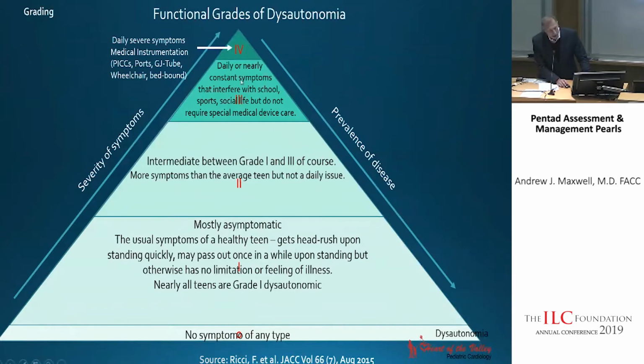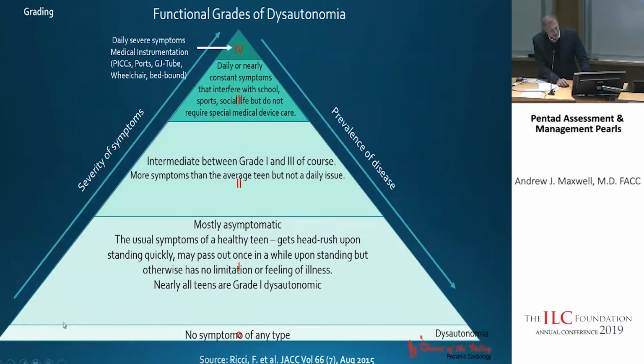Grade 3 dysautonomia is where you have daily and nearly constant symptoms that involve multiple organ systems that interfere with school or work, sports, social life, but don't require any medical devices. And grade 4 is just a little bit higher than that, where you're so sick that you depend on medical devices, PICC lines, ports, G tubes, GJ tubes, wheelchairs, being bedbound. And then grade 2 is kind of this gray area between just being a normal, healthy young person and things that are interfering with school, social life, and sports.